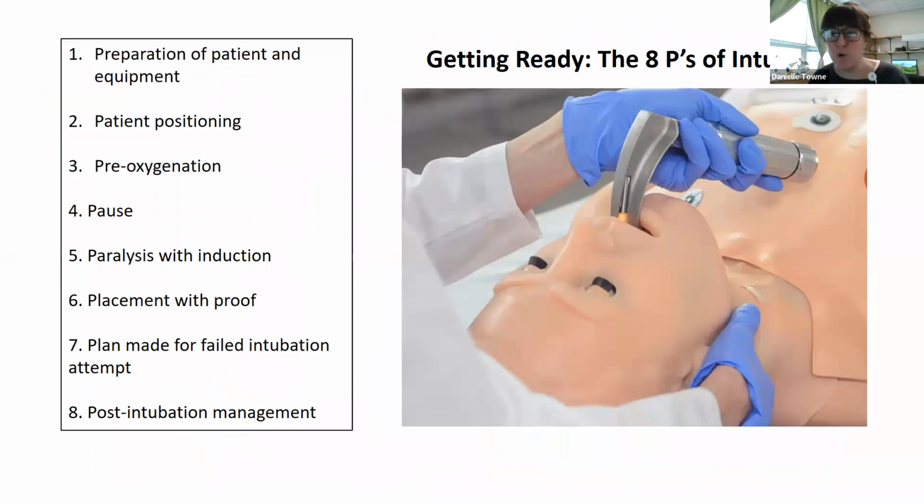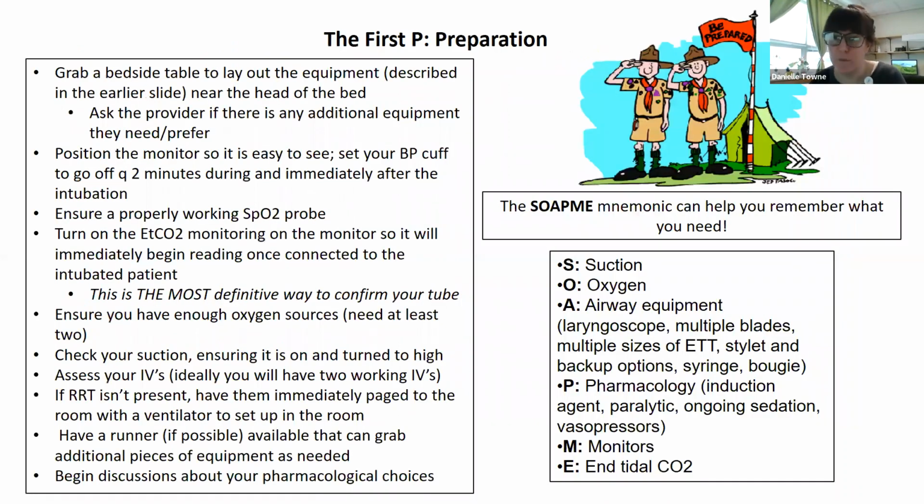All right. These are the quick 8 steps, if you will, the 8 Ps of intubation. We're going to break down each one. So, preparation: we decide we're moving forward with intubating this patient. This is what I want us as a team to be working towards. So let's grab a bedside table. Let's make sure we get all of our equipment nearby and easily accessible, where everybody knows where it is.